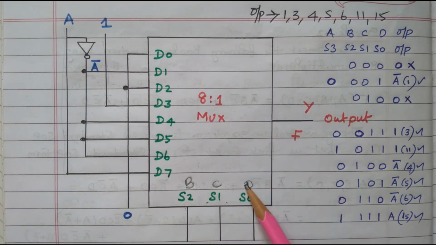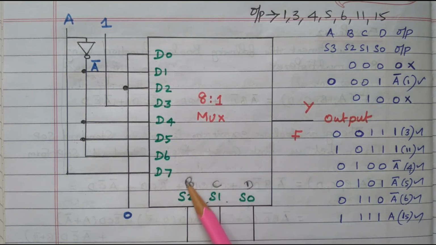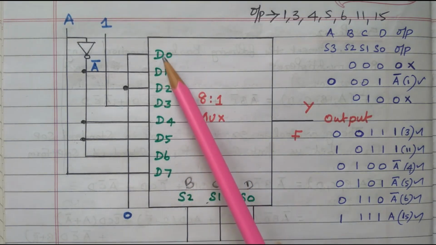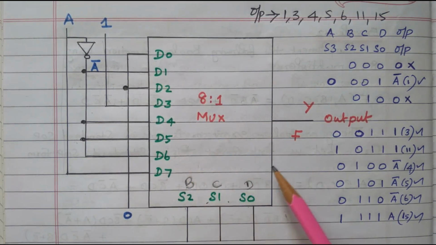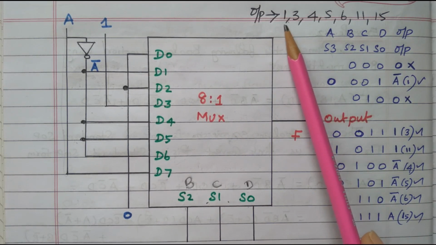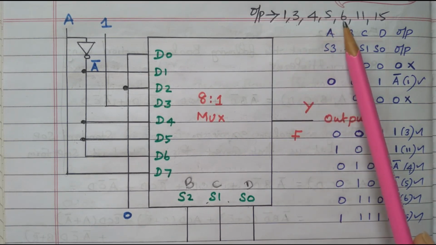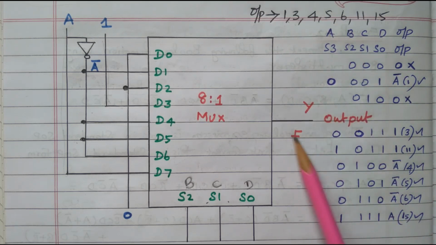Right. For example, these are 3 variables, so 8 combinations are available, 0, 0, 0, 0, 0, 1 like that. 0, 0, 0 means D0 will be available. 0, 0, 1 means D1 will be available. Now, we will see whether this mux will produce our required Boolean function. What is our required Boolean function output? What we need is 1, 3, 4, 5, 6, 11 and 15. These 7 minterms should be produced by this multiplexer. We will verify that.